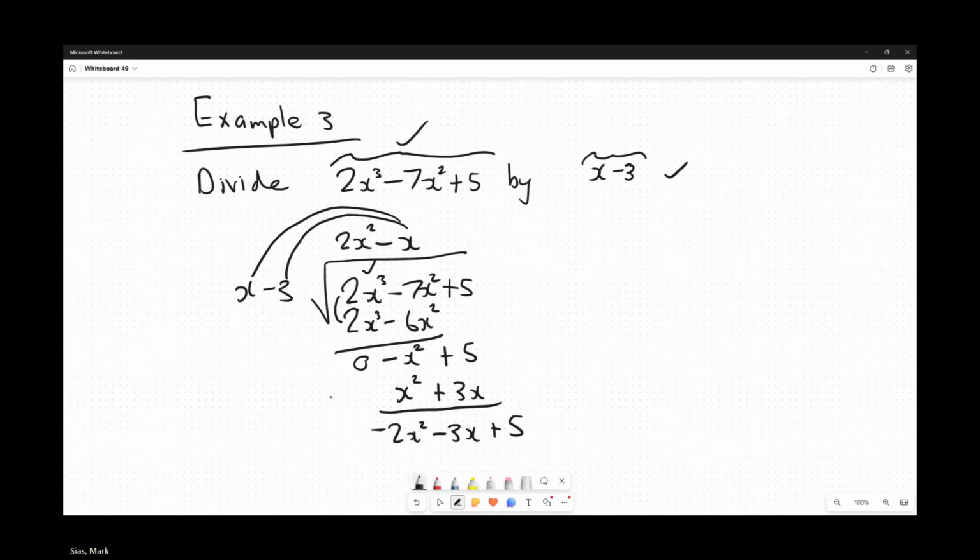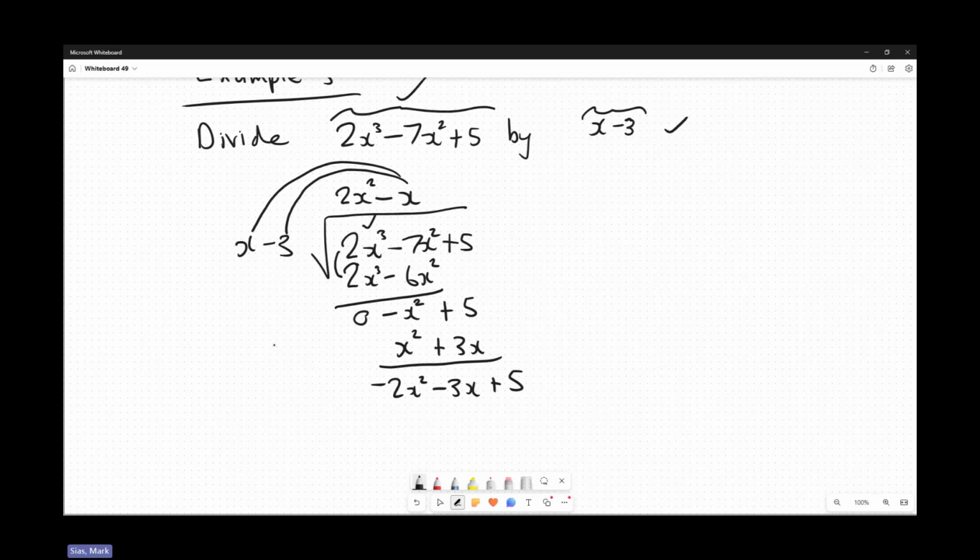Now I'm asking the question: how many times does x divide into minus 3x? That's the question now. How many times does it divide into there?